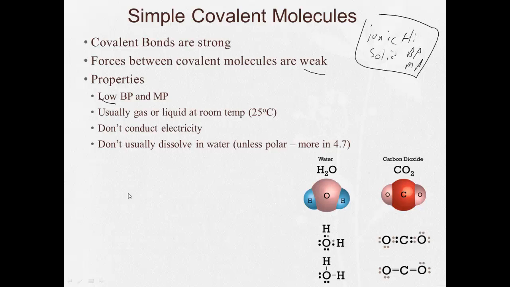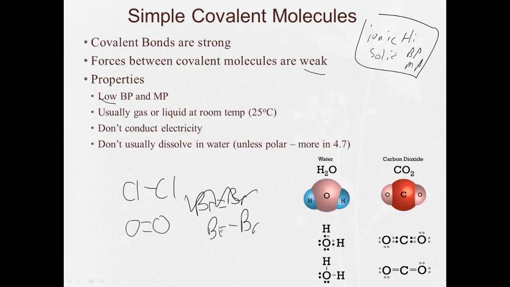Let's see, if you have something like chlorine, right? Cl, covalently bonded, is a gas at room temperature. Oxygen, double bonds, O2, a gas at room temperature. Bromine, Br, single bond, a liquid at room temperature.